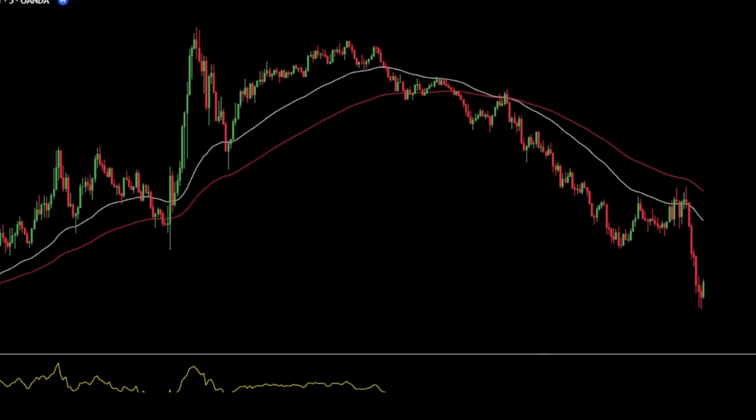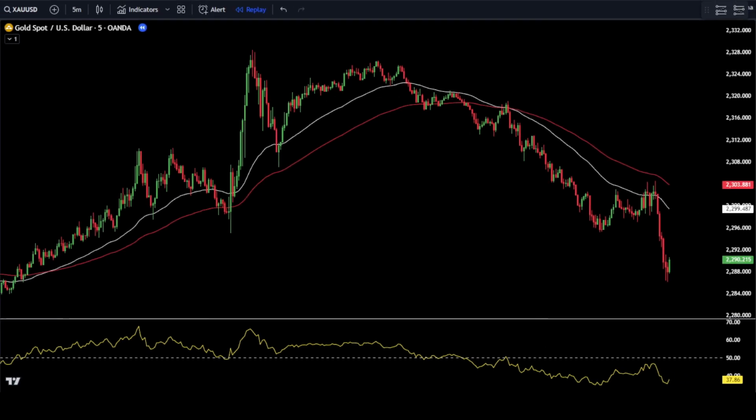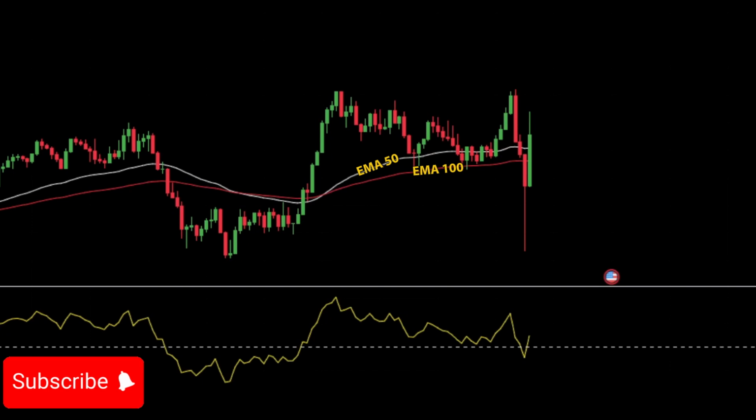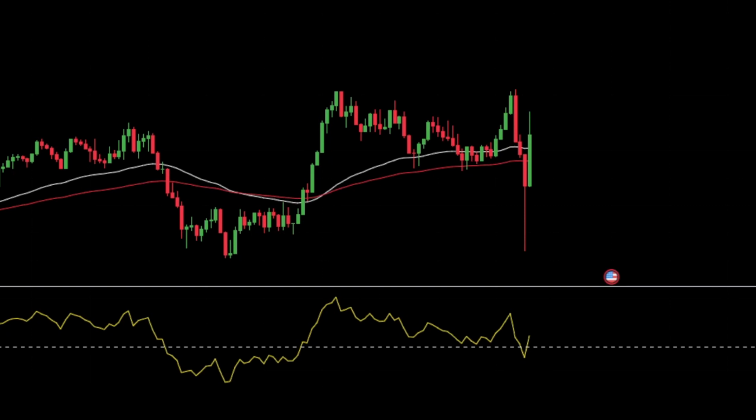Now we will discuss how to trade using this scalping strategy. How to place a buy order. If the EMA 50 crosses upwards and is above the EMA 100, it indicates a bullish trend. In this situation, your main focus is to find the best point to place a buy order. Then wait for the RSI signal line to cross above the 50 level.